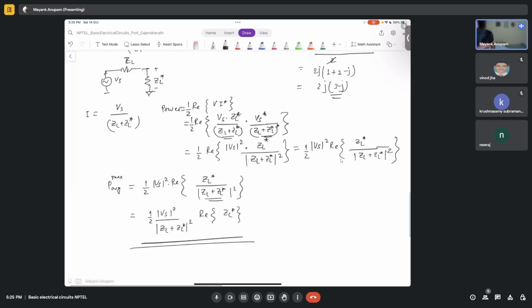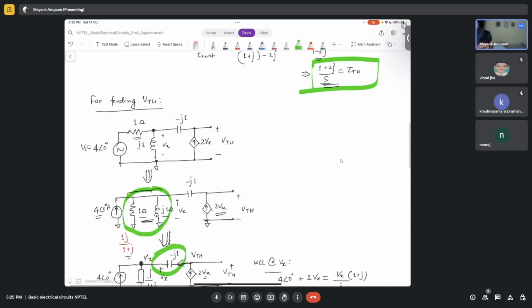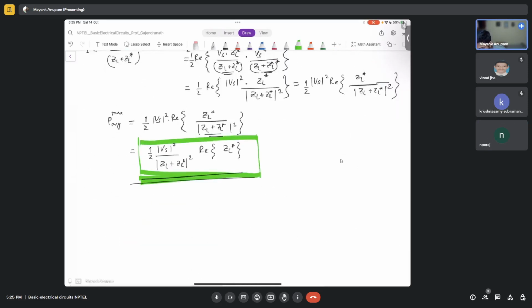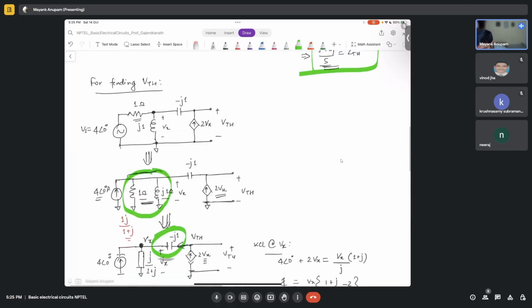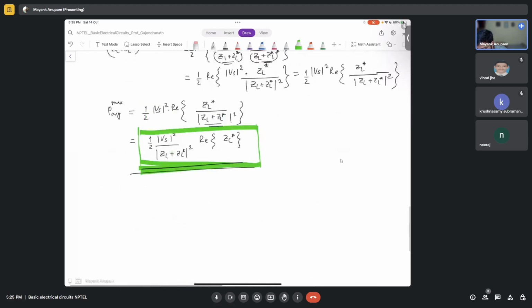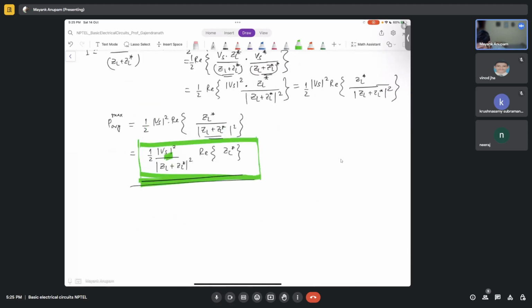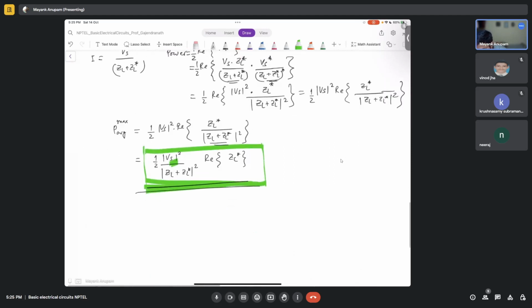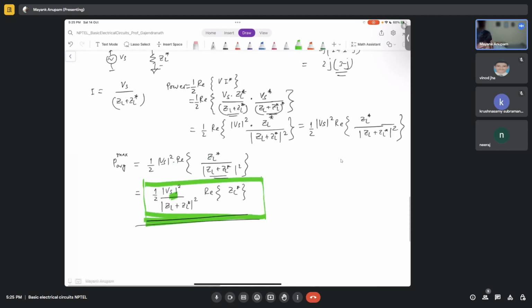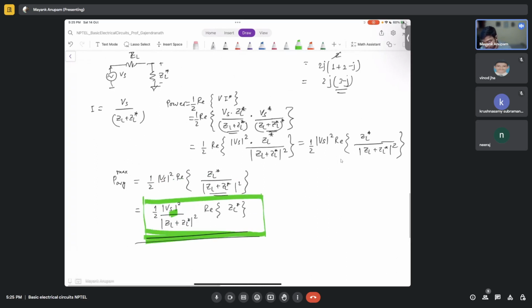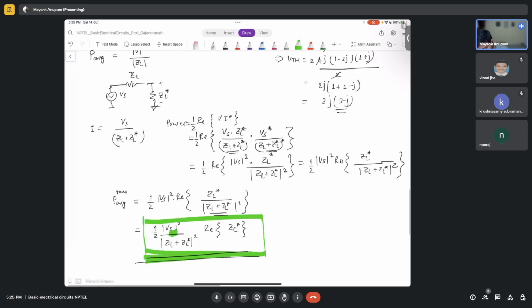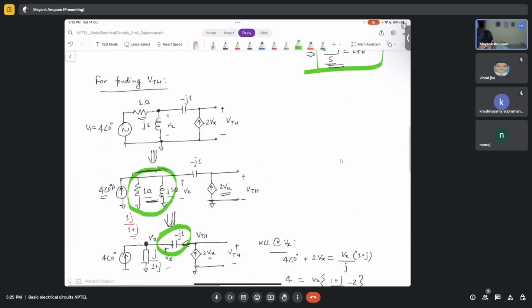So what I want you to do is use this formula here and find out what is the maximum average power that is being delivered here. Go back and try to find out how much is the maximum average power. Since you have everything here right now, Vs is Vth. So you have all those things. Based on that, you can go and find out what is the maximum average power being delivered here. Okay, sir.